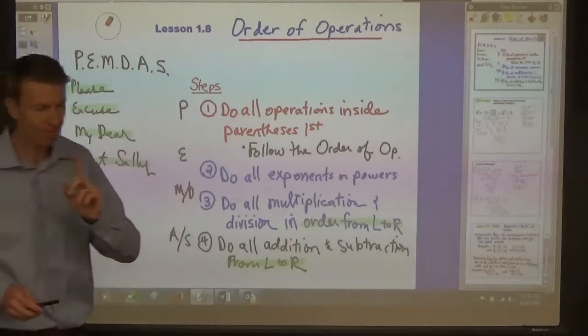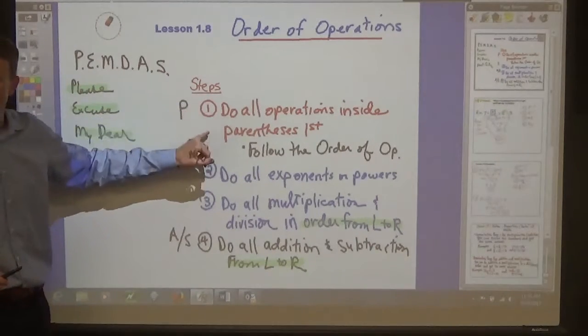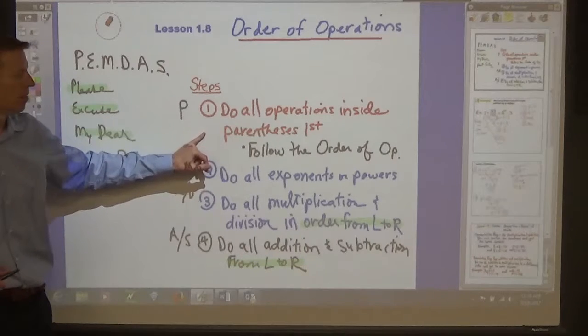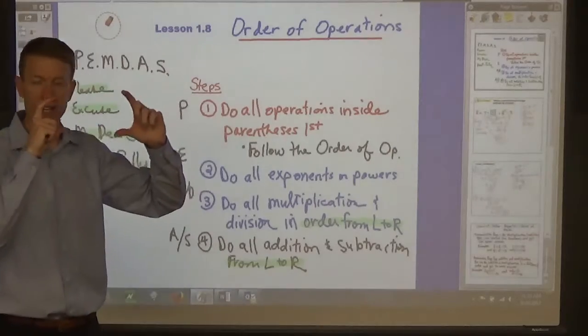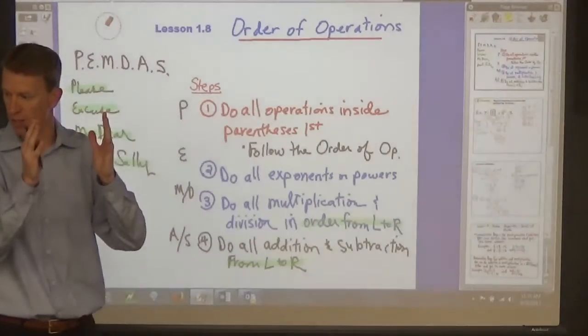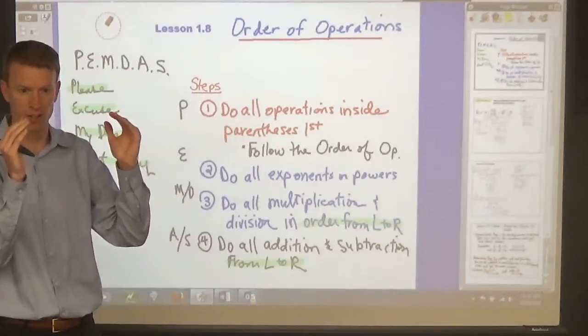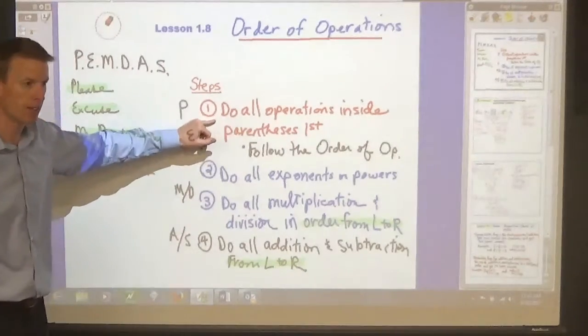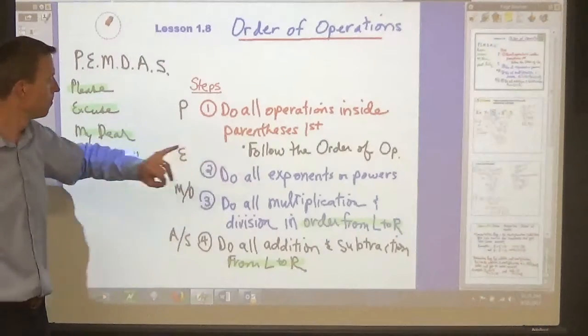Listen. When you are given a problem, the first thing you should look for are parentheses. Parentheses will tell you to work inside of those first, to do everything and find the answer inside the parentheses first. And that's why that's the first step. So you can remember P stands for parentheses.